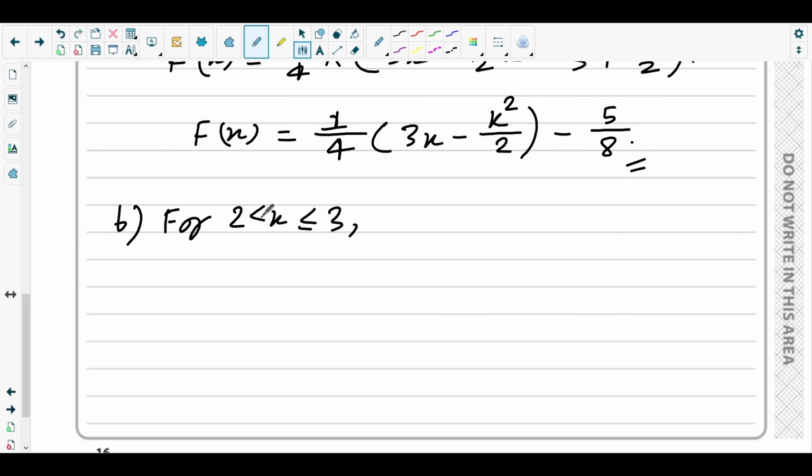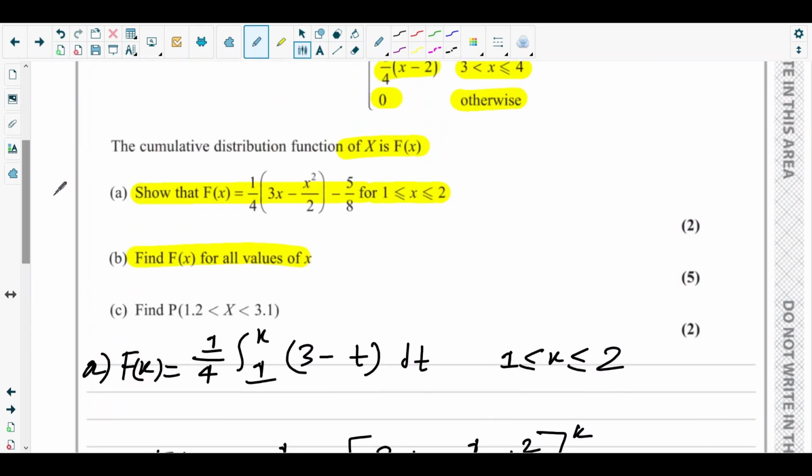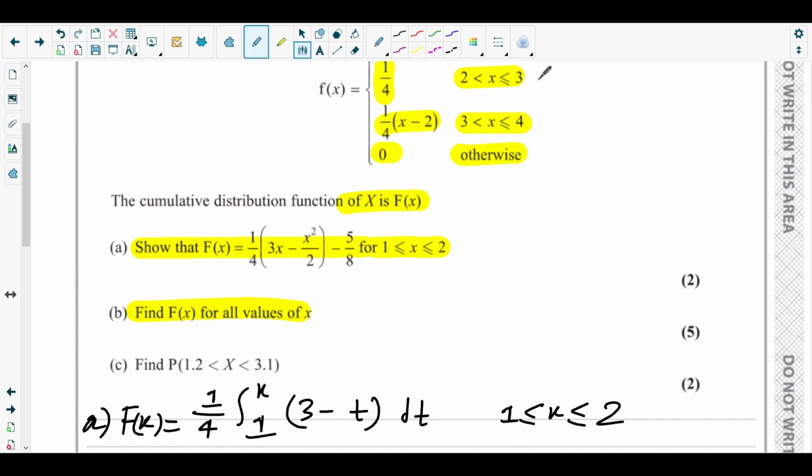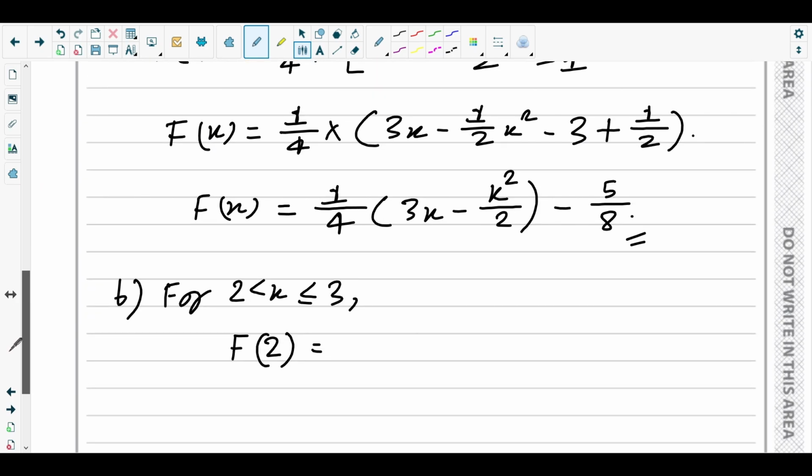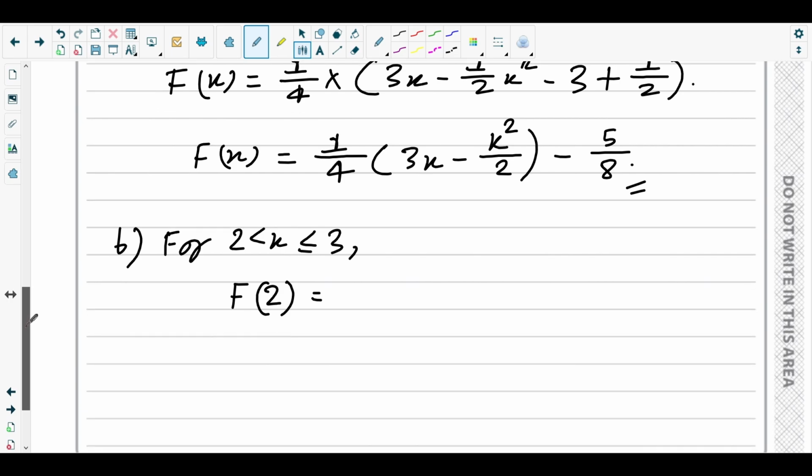The f of x would be what? Before finding f of x, we need to get the value for f of 2 using the previous one. Why? Because this is cumulative probability, right? It gives the total probability, so we need to add f of 2 with the cumulative probability of this interval, x greater than 2, less than or equal to 3. So at first we need to find the cumulative probability for x equals 2.